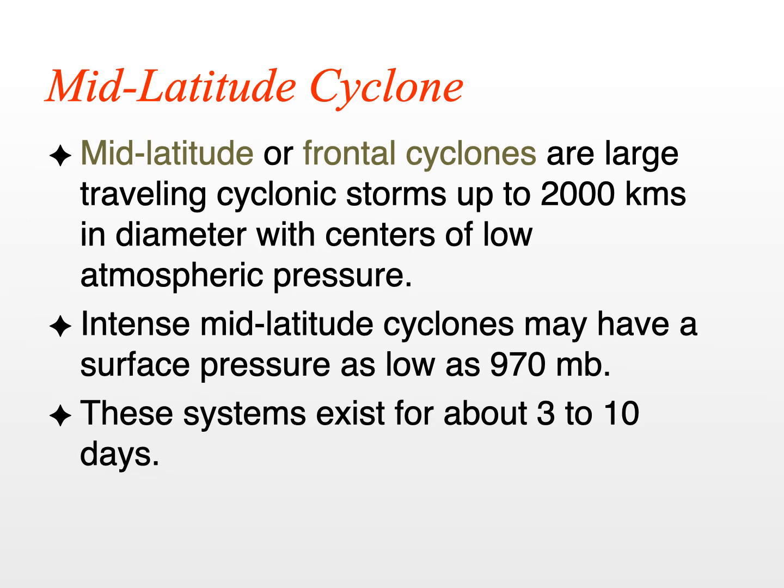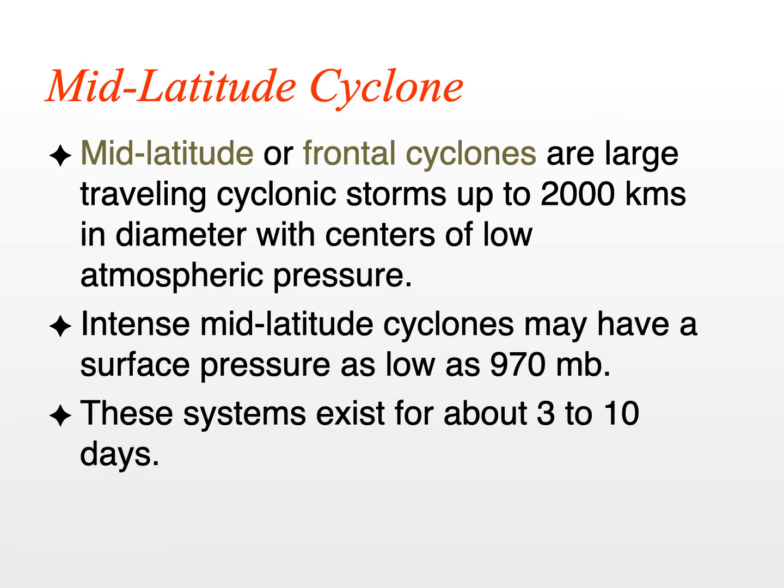So mid-latitude cyclones, as their name suggests, form in the middle latitudes. They tend to be closer to the poles during the summer months, closer to the equator during the winter months. They're also called frontal cyclones. They're cyclonic storms, so that means that in the northern hemisphere they rotate counterclockwise, and the air moves into the center of a low pressure system.